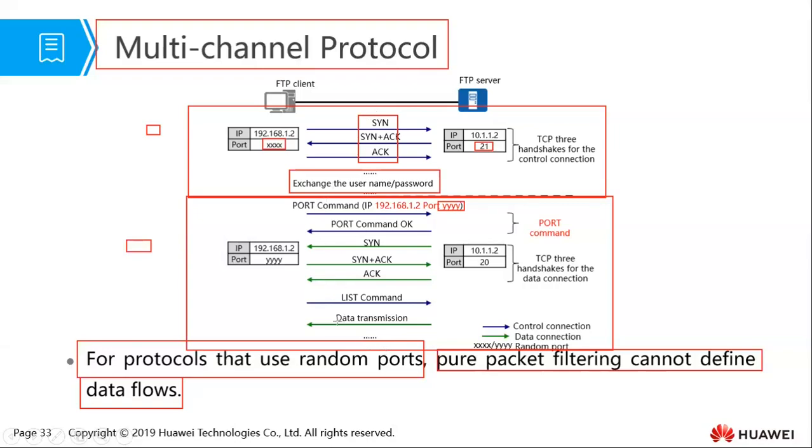So you see, it's not using a definite port number, and therefore we can't do pure packet filtering based on these port numbers, because we don't know what the port number is going to be. But of course, on the data connection, the FTP server has opened TCP port 20 to receive the data. So the problem with multi-channel protocols, as I've said, is that they use random port numbers.